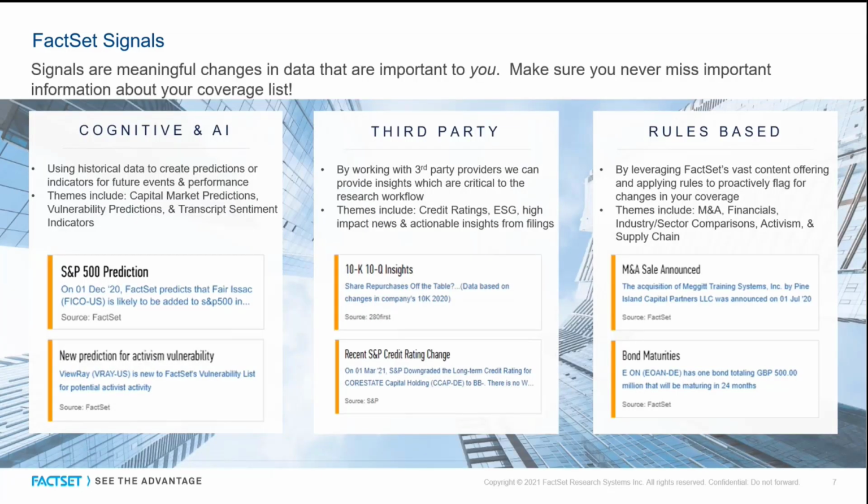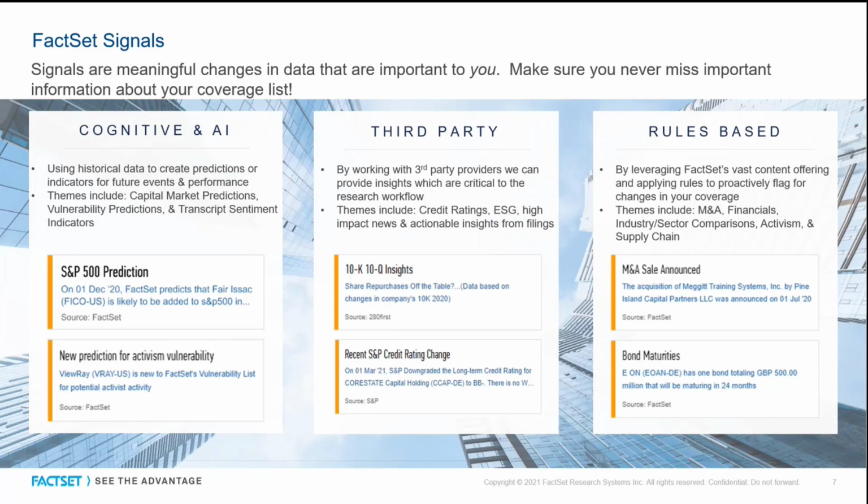So these are some examples of signals that we've collected from a series of different content sets that we have. And we have our own in-house cognitive. So one of the cool ones here is S&P 500 predictions. So we're actually predicting when a company is going to be added to the S&P. We work with a lot of third-party data providers, such as news, but also credit rating companies, ESG companies to collect data there and transform those into a normalized signal.